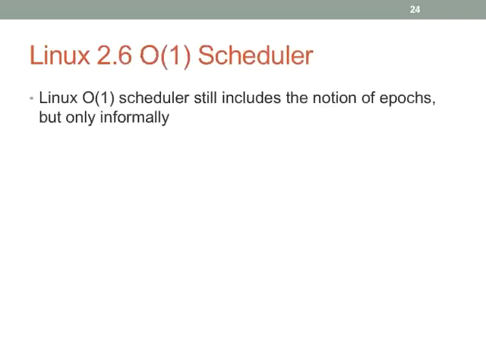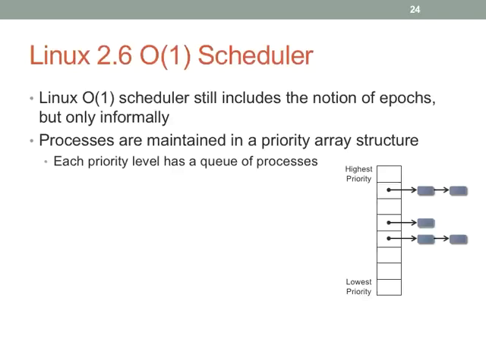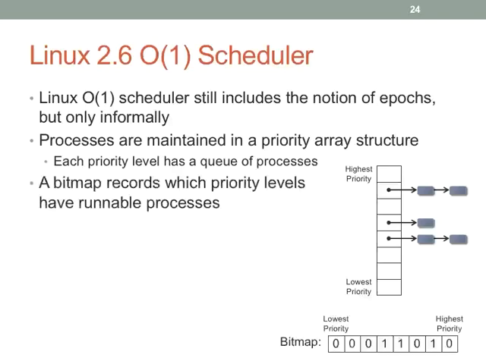But now, instead of doing these things in a very formal way, going over all of the processes at once, it's now done in a more incremental way. So now we have a priority array, which is very similar to our multi-level feedback queue mechanism. Okay? Each priority level has a queue of processes. You can see the second highest priority has 2 processes at that level. The fourth from the bottom has 2 processes as well.